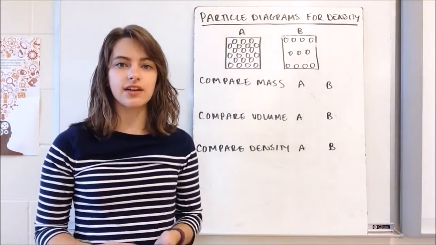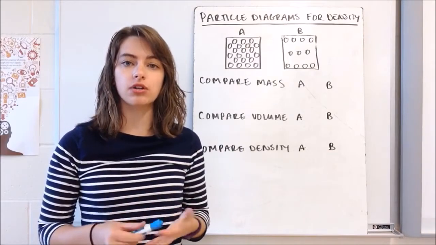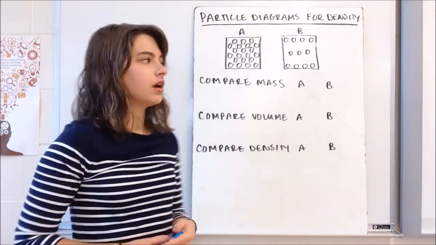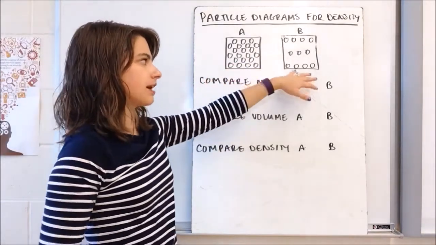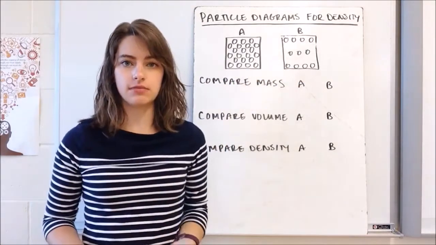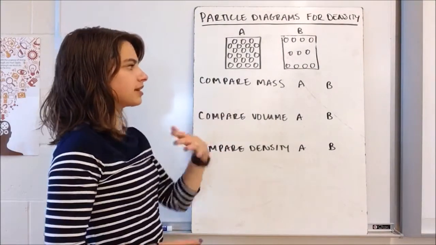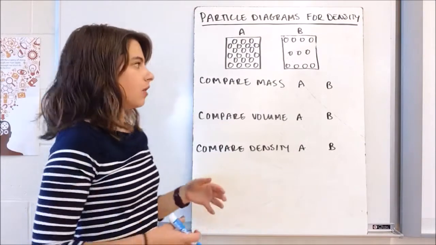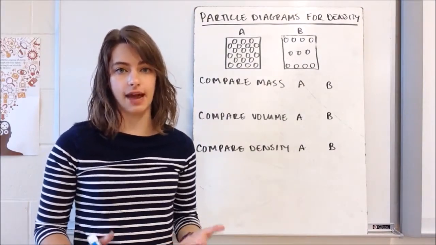Hi, it's Mrs. Nandor, and in this video we're going to talk about how we draw particle diagrams and how we analyze particle diagrams for density. So let's start with our first example. We have box A and we have box B, and the particles in A and B look to be the same size. So the individual particles have the same mass. So let's compare the mass. The mass we defined as the amount of stuff. Well, the particles are the same size, so the particles themselves have the same mass.